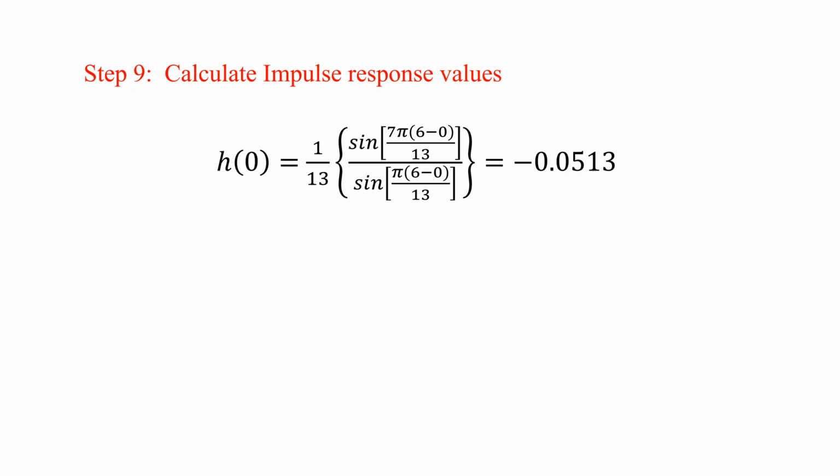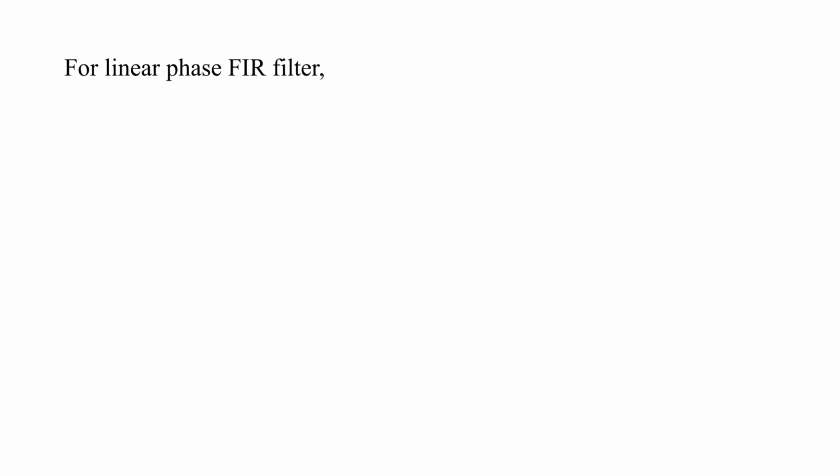Then we have to calculate the impulse response values. Previously, we have calculated the function. To calculate the values, first we substitute n is equal to 0. Similarly, we can substitute up to n is equal to 6 and we get the values. Then, since it is a linear phase FIR filter, h of N minus 1 minus small n is equal to h of small n. So we use that formula and find the remaining impulse response values.